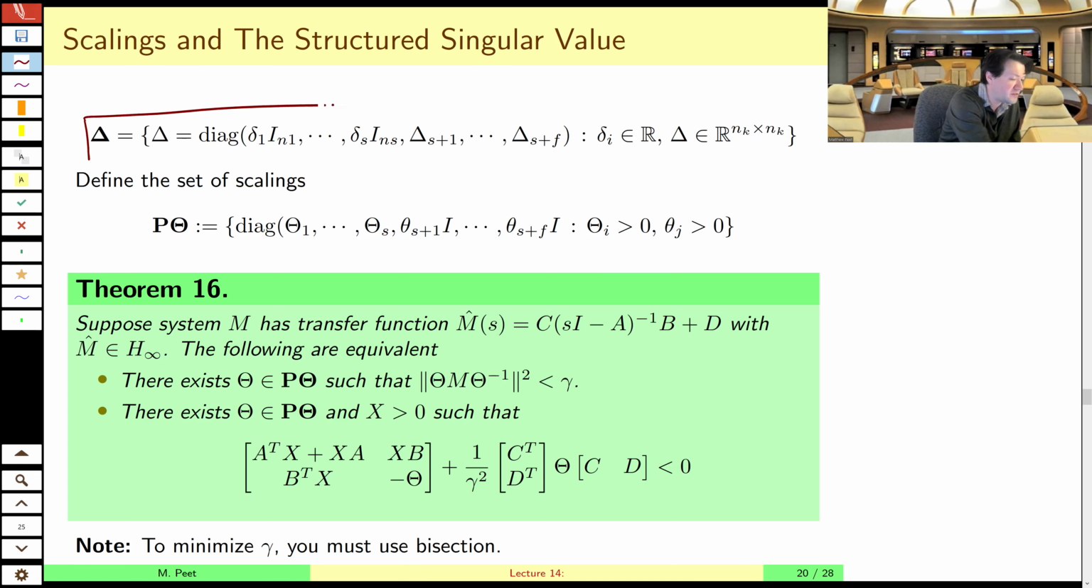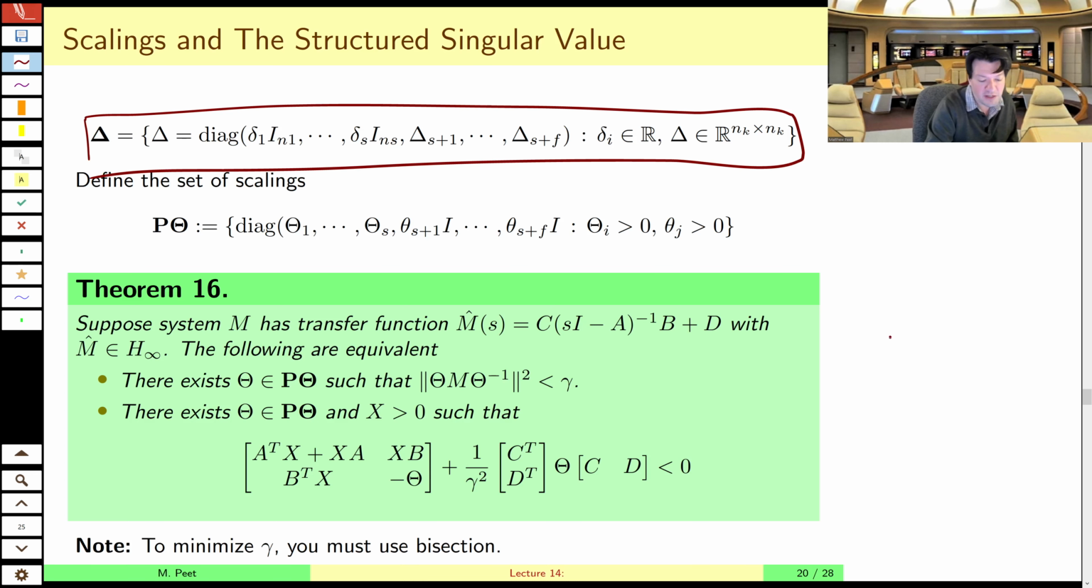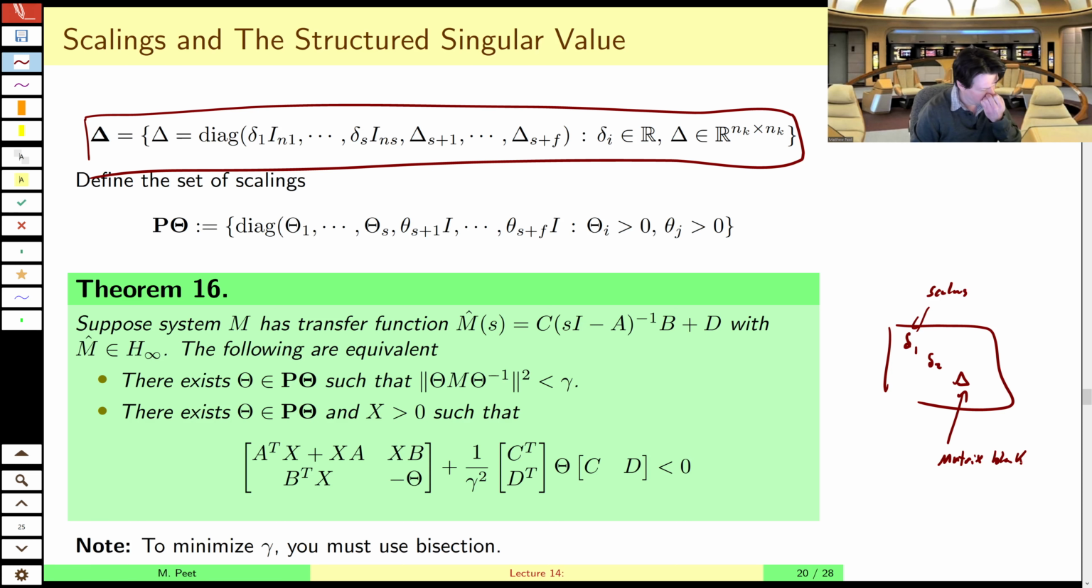Recall this is our set of uncertainties. We can write it out in its block diagonal form: delta 1, delta 2, and then maybe we've got a delta here. These are scalars, and this is a matrix block. So what set of matrices commute with this matrix? Okay, let's think about that.